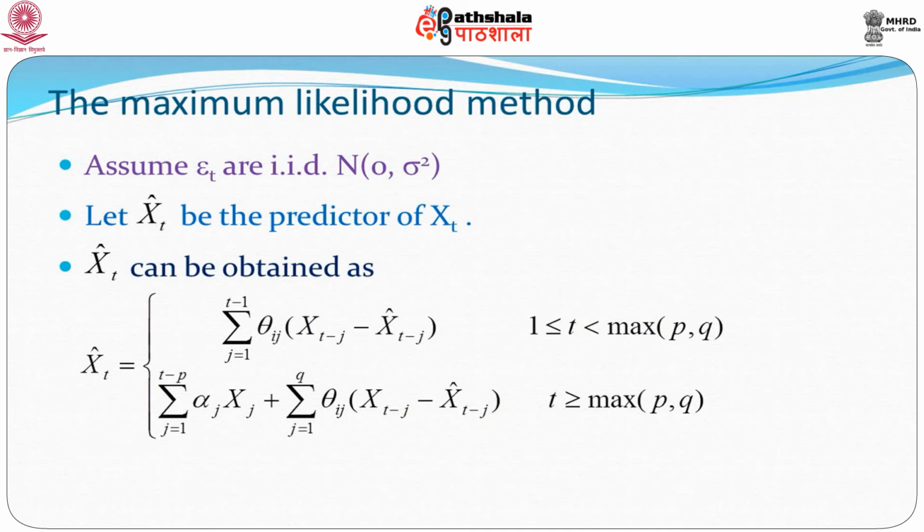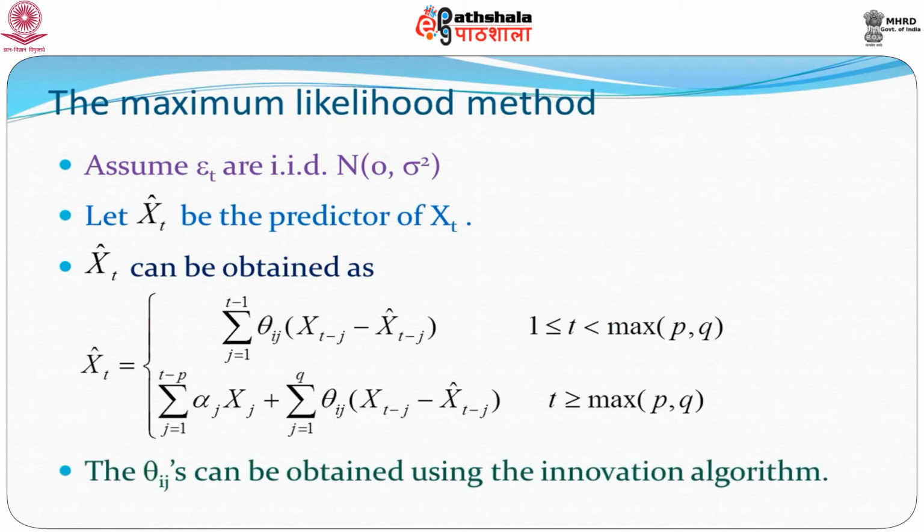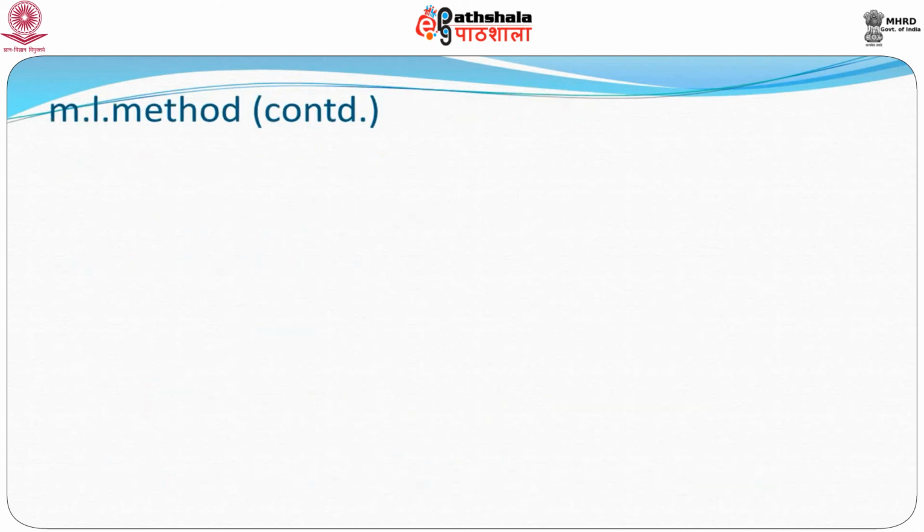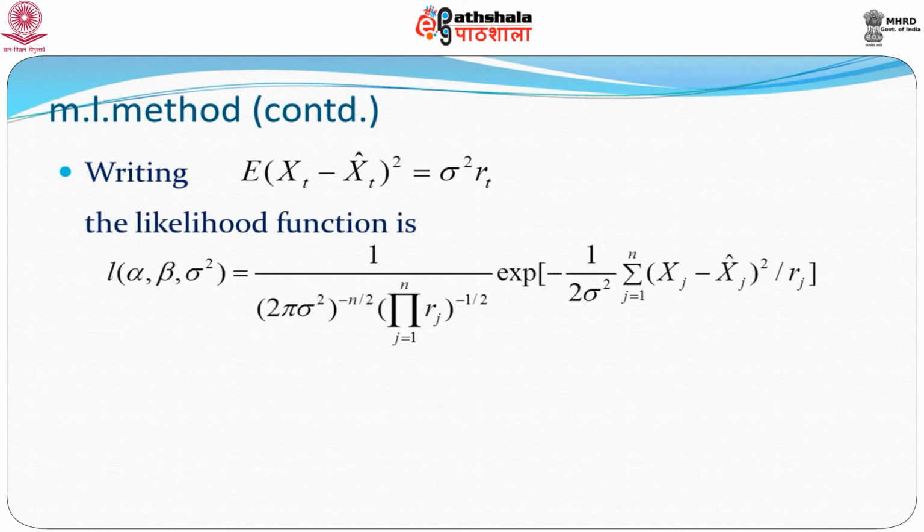Remember, we did something like this when we looked at the innovation algorithm in estimating the MA parameters. So, once we can do this, we can write the likelihood in terms of the residuals. The theta j's can be obtained using the innovation algorithm, and hence we can always get y t hats. And the expectation of y t minus y t hat squared is going to be sigma squared r j, and if we express it this way, we can write the likelihood function for the normal distribution.